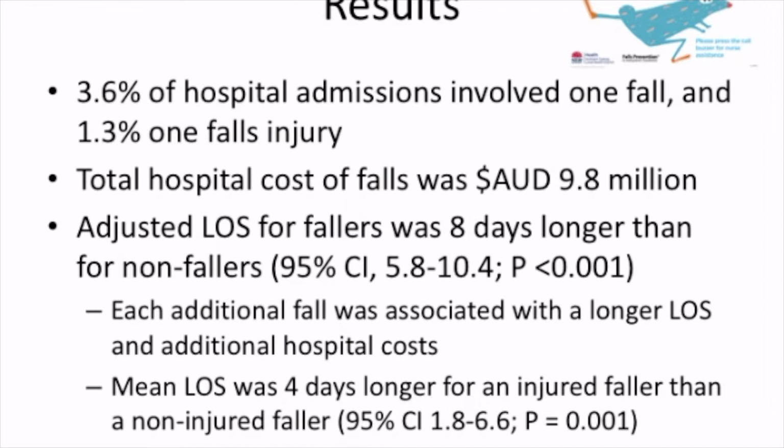The adjusted length of stay for fallers was 8 days longer than for those that did not have a fall whilst in hospital, and that presented an extra $6,669 in hospital costs, with a p-value of less than 0.001. Each additional fall was associated with a longer length of stay and additional hospital costs. And 3 or more falls in admission had 23 days longer hospital length of stay than those that did not have a fall, and an extra 21,000 Australian dollars in hospital costs.